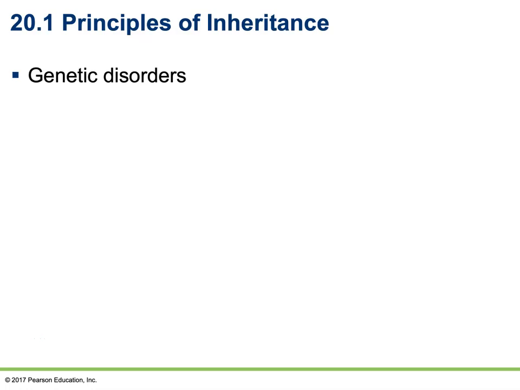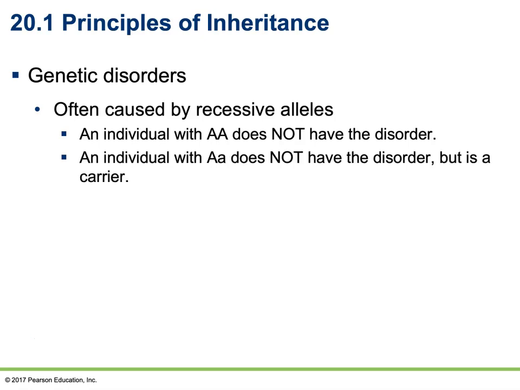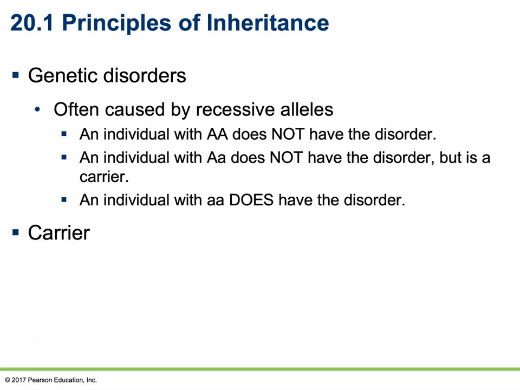So next up, we're going to talk about autosomal recessive patterns of inheritance and disorders. So we're going to talk specifically about genetic disorders. A lot of times they're going to be caused by recessive alleles. In the event that we are talking about a recessive disorder, an individual who is homozygous dominant will not have the disorder. An individual who is heterozygous will not have this disorder, but is often going to be a carrier for the disorder. And an individual who is homozygous recessive is going to show that disorder.